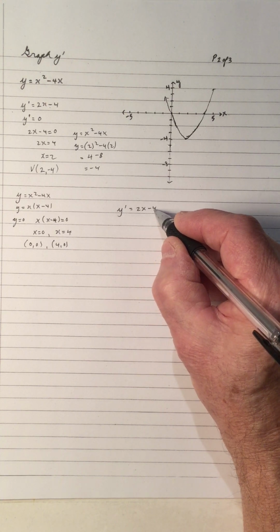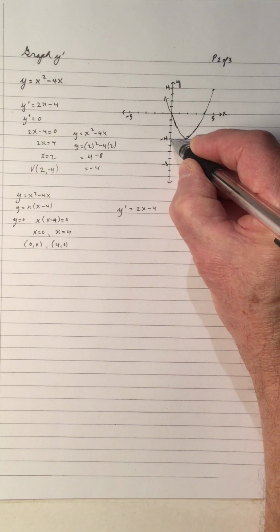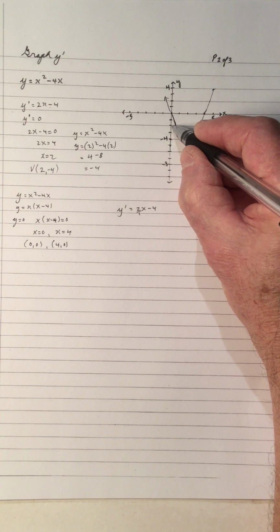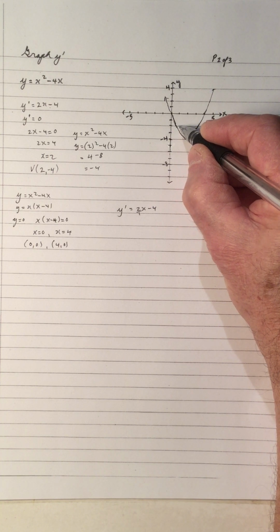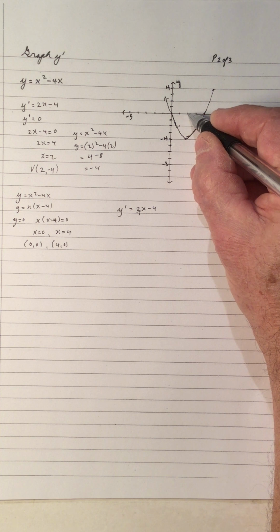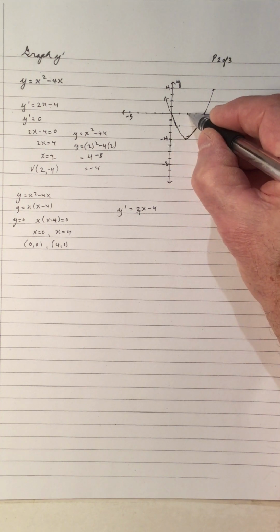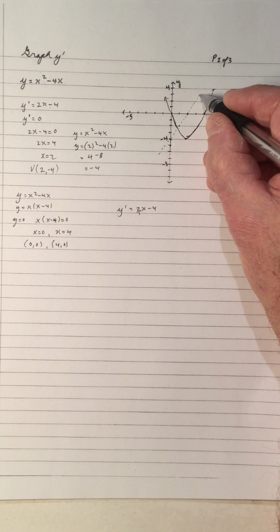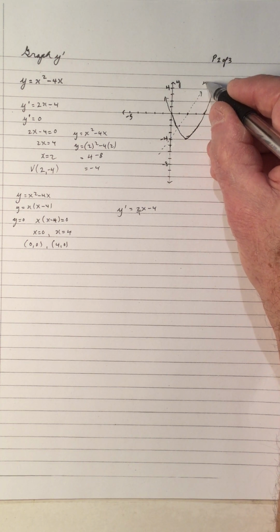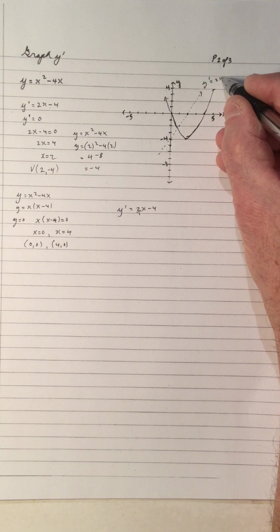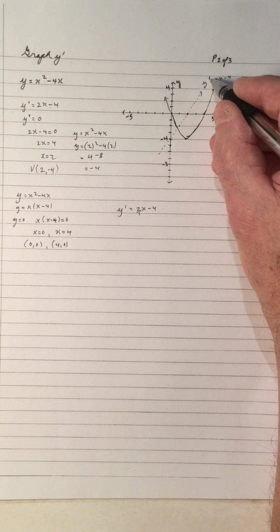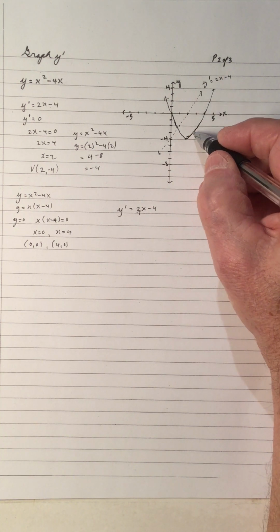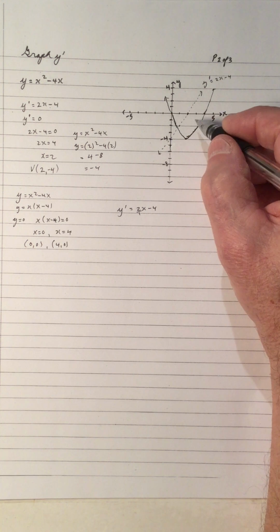The y-intercept is negative 4, which is here. The slope is 2 over 1, so we rise 2, run 1. We rise 2 and run 1. This is the derivative, which is a line. So this line is y prime equals 2x minus 4. I have it as a broken line because I want it to be the derivative of this parabola.